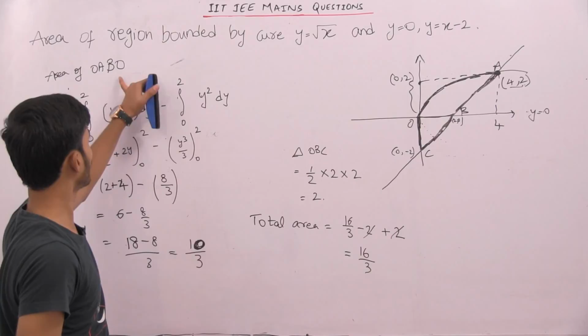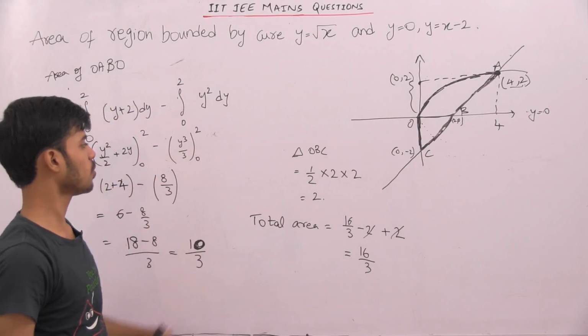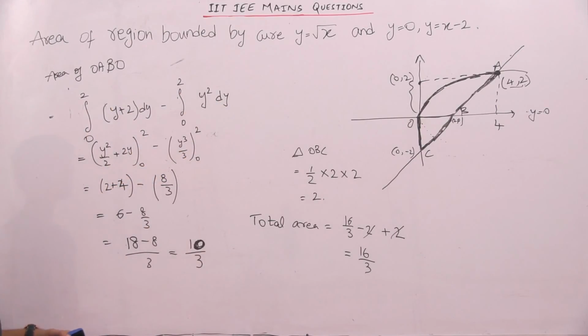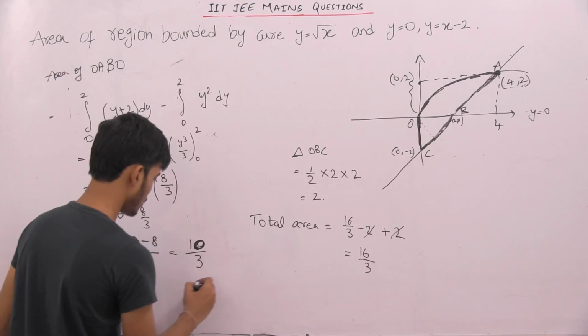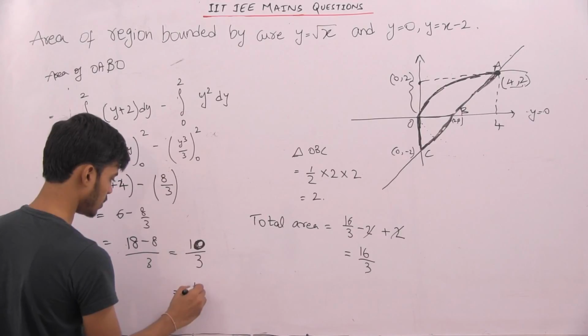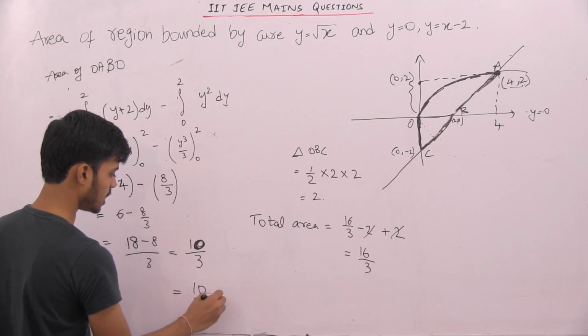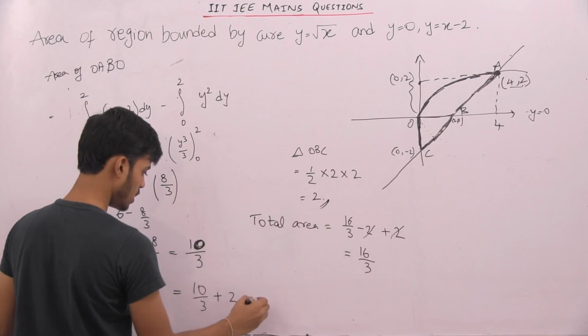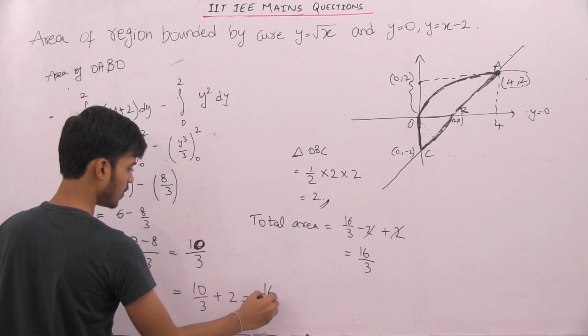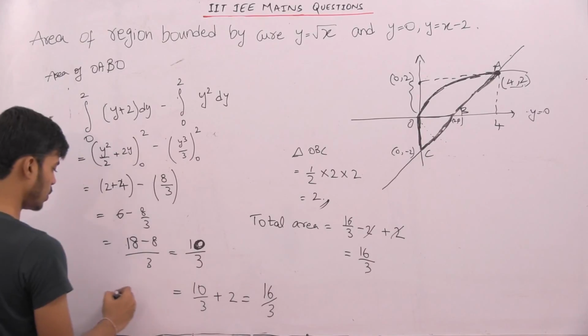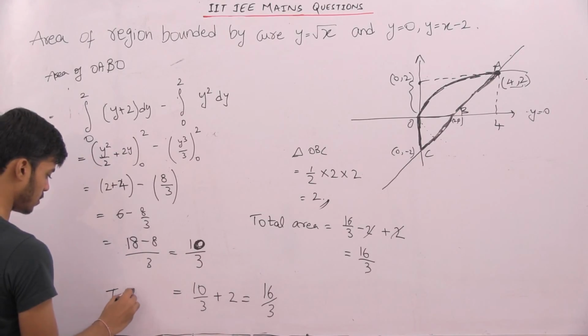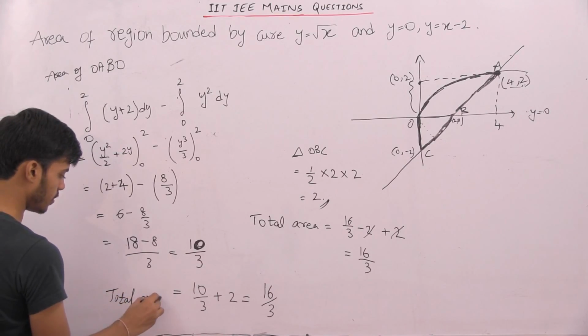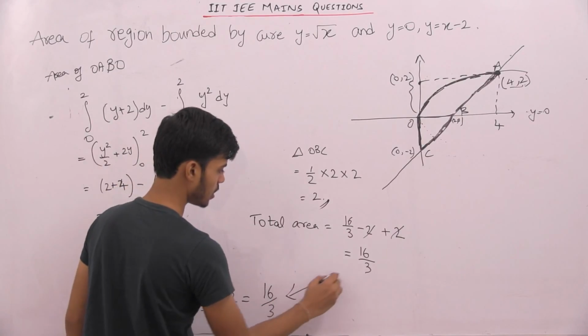Now we got the area of OABO. We also have the area of the triangle, so adding the area of the triangle gives us the total area, which is 10 by 3 plus 2, as we have seen from here. So calculating, we get 16 by 3 as the total area, which is the same as this one.